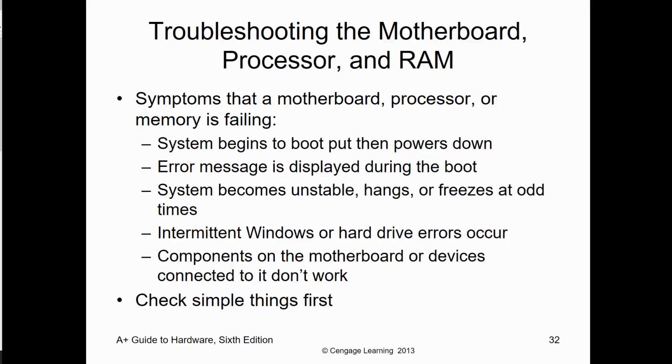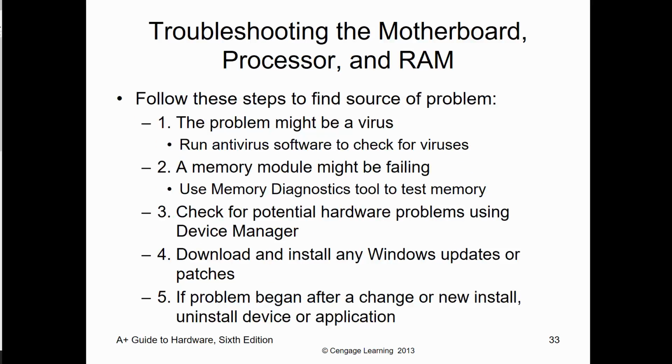If the motherboard, processor or memory is failing, you'll start getting random system messages. You'll start getting the system to become unstable, may hang, may freeze. You start noticing just weird things. We can always check the simpler things first, like maybe swapping out the memory, see if that works. If that doesn't, maybe swapping out the processor with a good processor, see if that works.